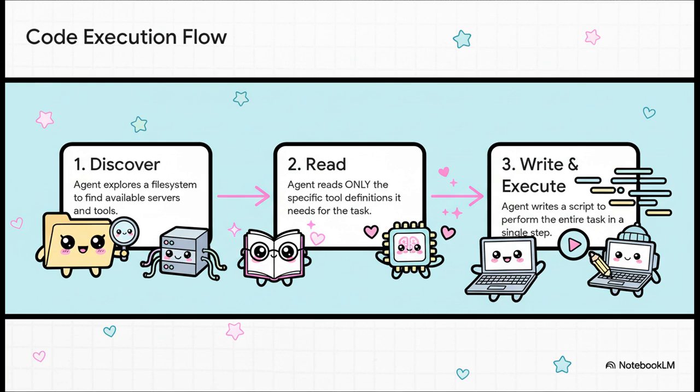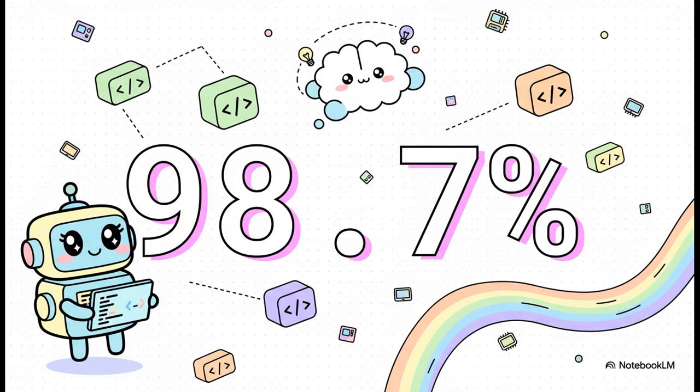Then, it only reads the instructions for the one specific function it needs, like get a document. And finally, it writes a quick little script to get the job done and just runs it. Simple. And the result of this change? Honestly, it's staggering. For one sample task, this new method cut down on token usage, time, and the total cost by 98.7%. A job that used to chew through 150,000 tokens now only needs about 2,000. That's a total game changer.